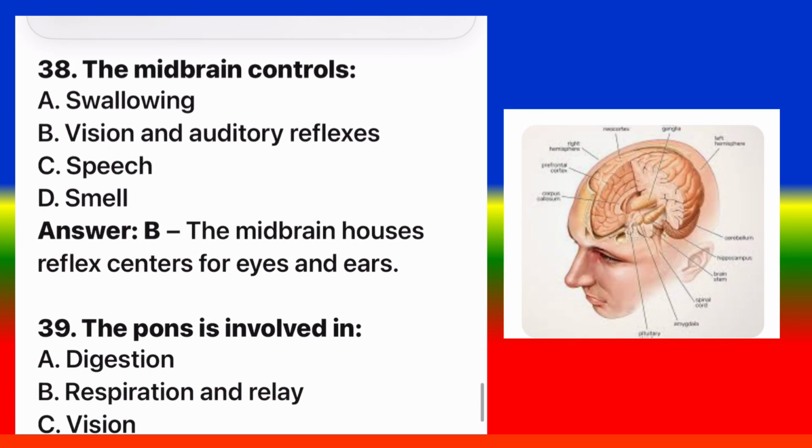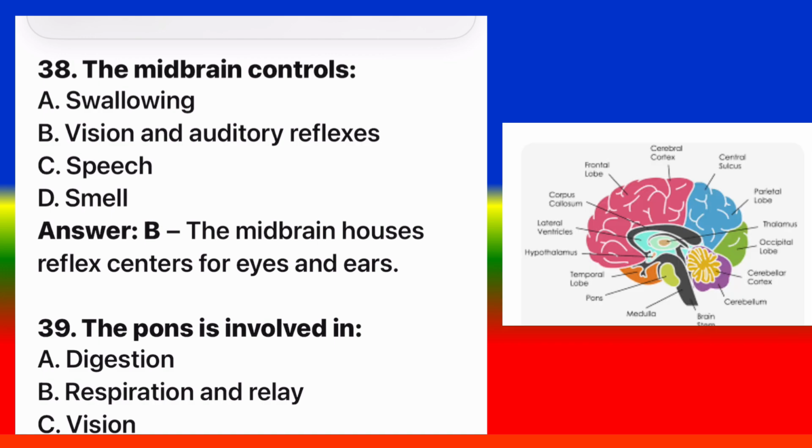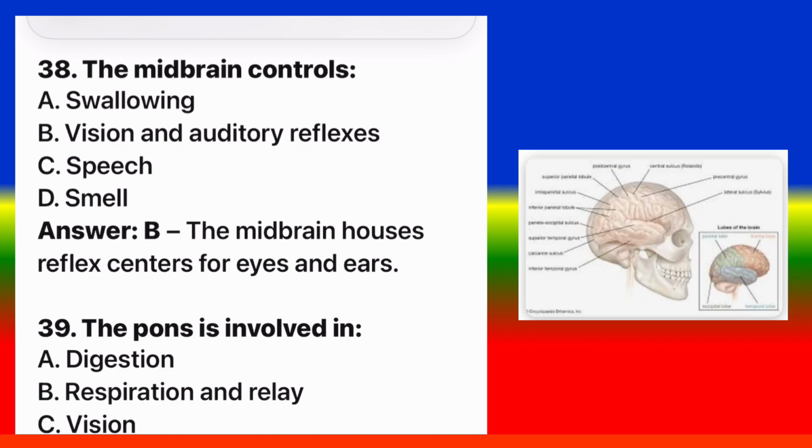38. The midbrain controls A. Swallowing, B. Vision and auditory reflexes, C. Speech, D. Smell. Answer B. The midbrain houses reflex centers for eyes and ears.